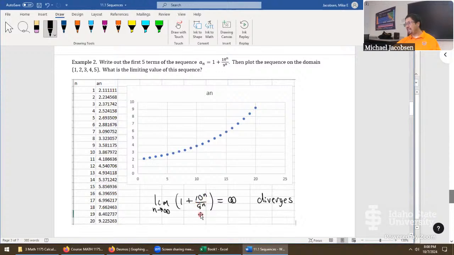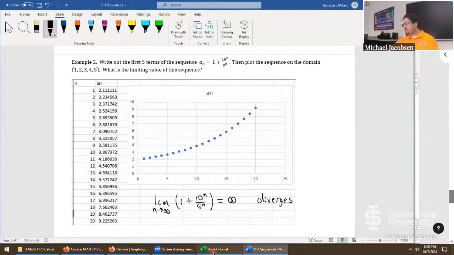It's all about the 10 to the n divided by 9 to the n. That's really 10 ninths to the power of n. It's the fact that that base is larger than 1 that caused it to diverge. Any other questions or comments with this one?